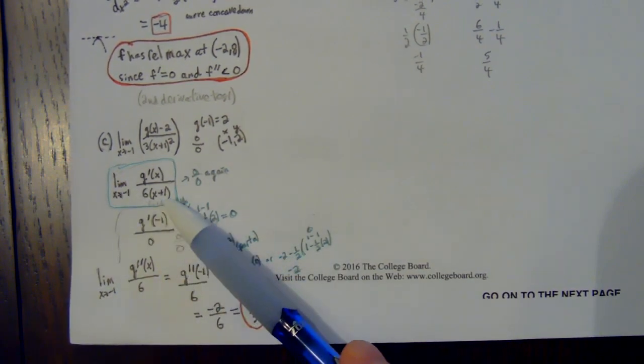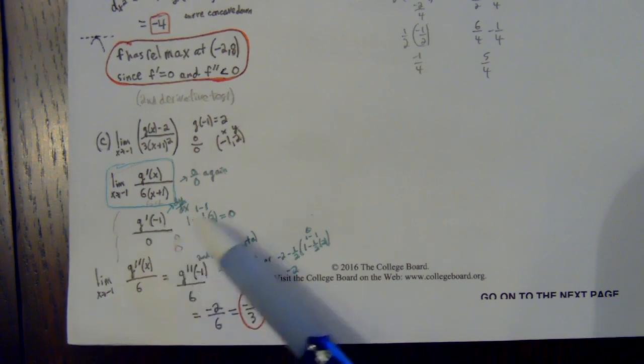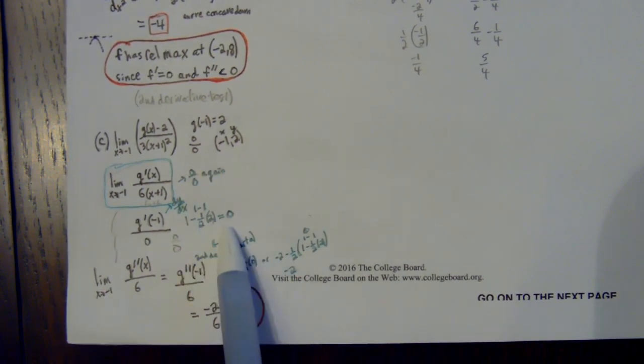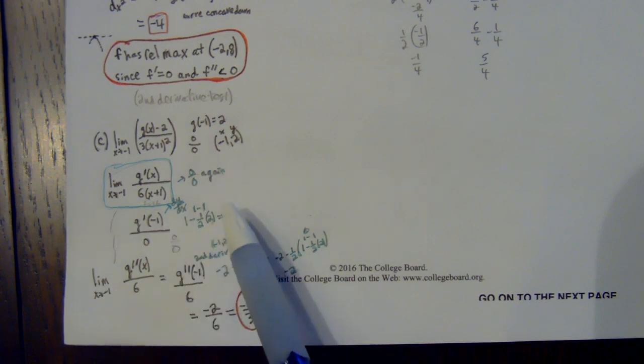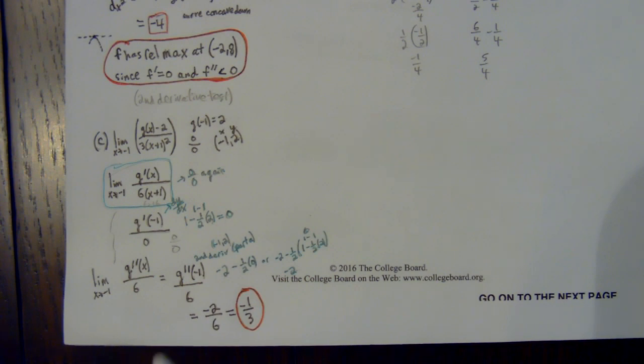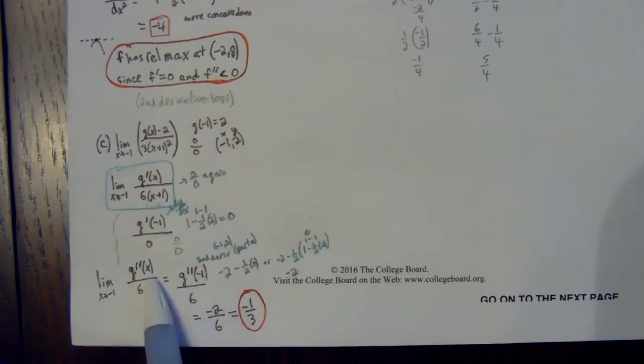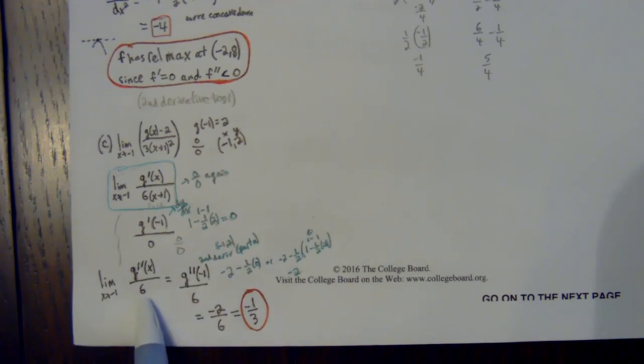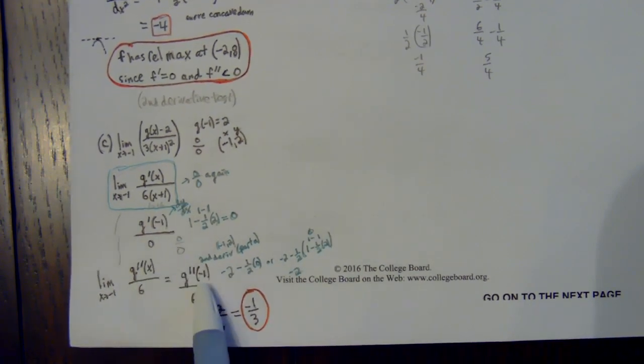And when I plugged in -1 on the bottom, I did get 0. And when I plugged that point into that first derivative, I did also get 0. So it was still in that indeterminate form, 0 over 0. So let's do L'Hopital's rule again. The derivative of that was g double prime, and this is just 6x plus 6. So the derivative of that is just going to be a nice number, 6. And now when I plug in -1, I get g double prime of -1.